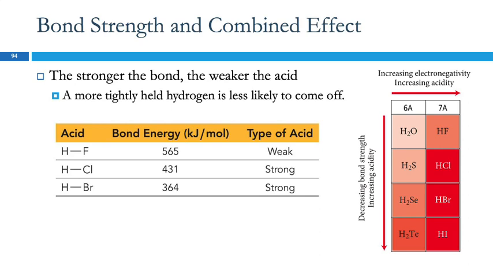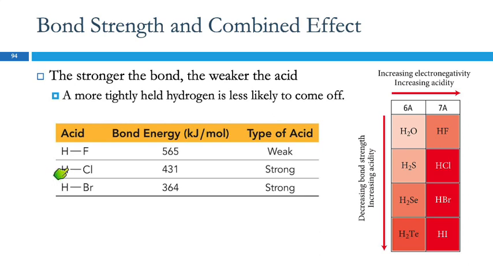So what about the strength? The stronger that bond is, the weaker the acid is, because if that bond is really strong, that hydrogen is much less likely to be lost. A strong acid just loses all of its hydrogens. It's like, whatever. So those bonds are weaker.